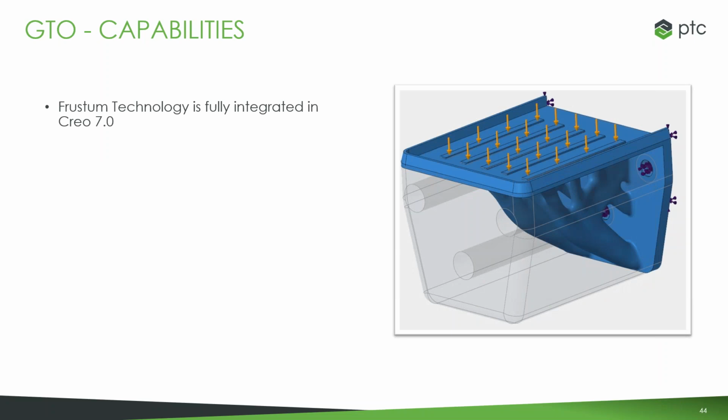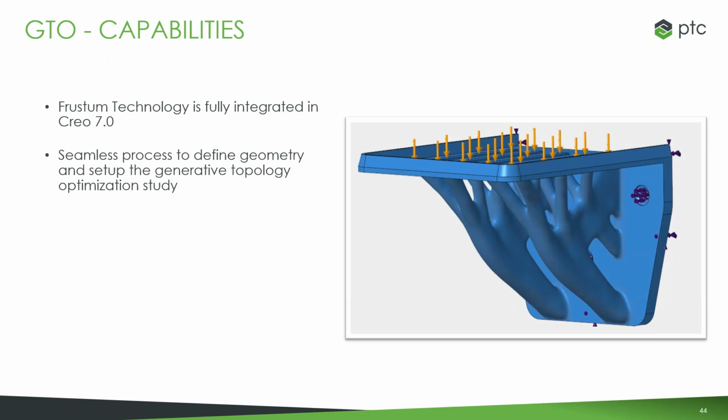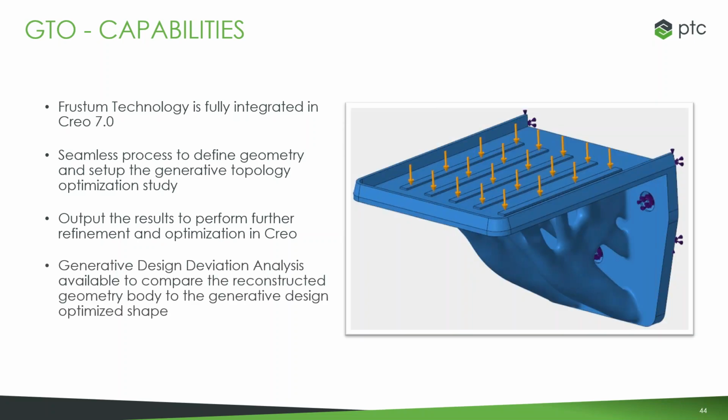So we've integrated this Frustum technology right into the modeling environment. So it's not some separate window or software we have to switch over to. All we do is define the geometry, say what we can change, say what areas we can't change, and just let the system go. And once the system generates the design, we're able to review it. And then we're able to take that design and actually convert it to solid BREF geometry.